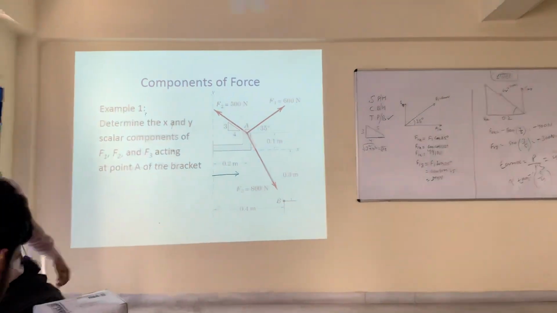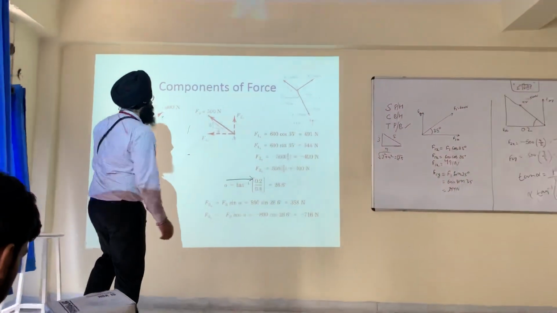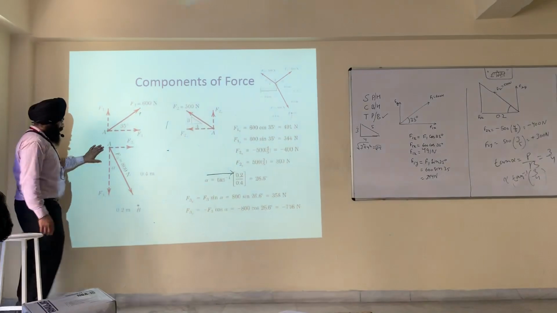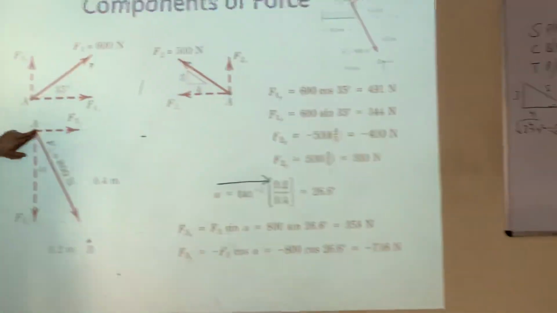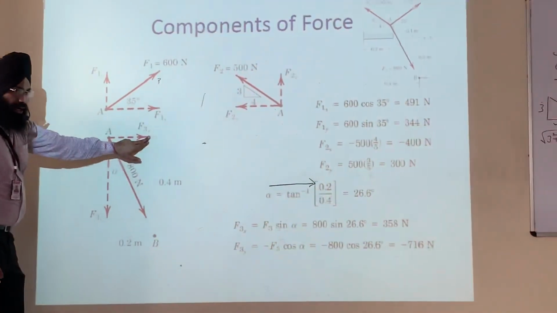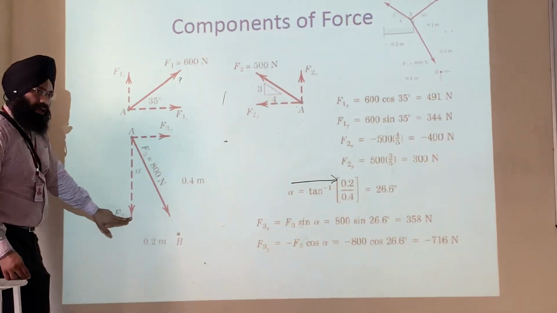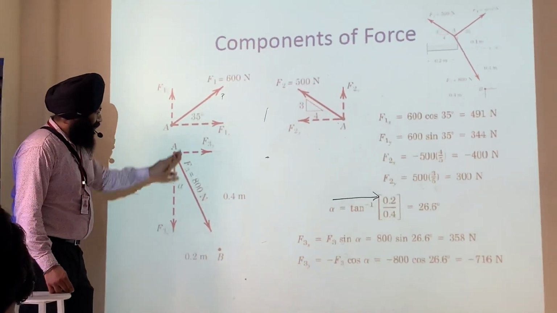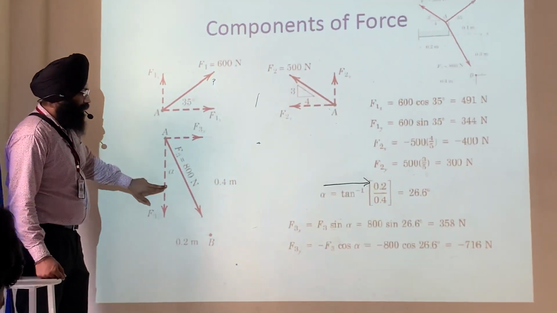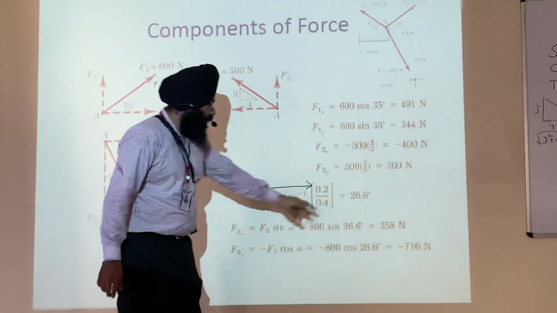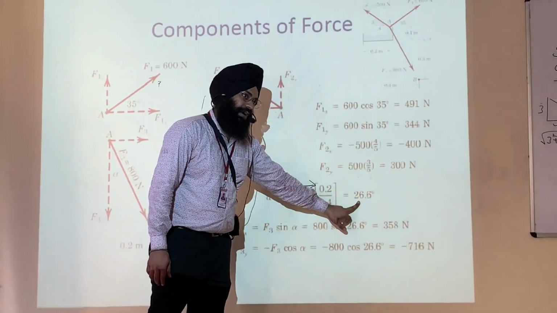I can shift to the next diagram. Just see the elaborated part of this. 0.2 is the perpendicular and 0.4 is the base. So tangent alpha will be perpendicular over base, which comes out to be an alpha angle of 26 degrees.